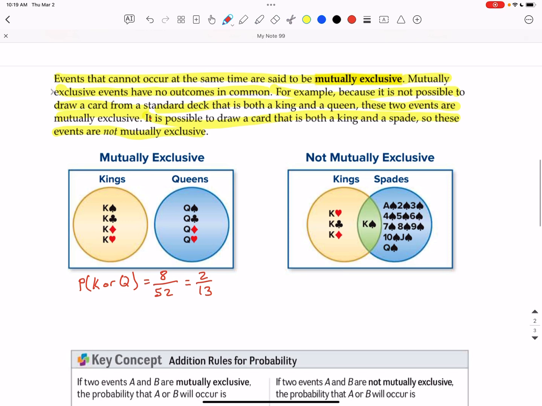So the probability of drawing either a king or spade, there are 16 of those cards out of 52, and that is 4/13.